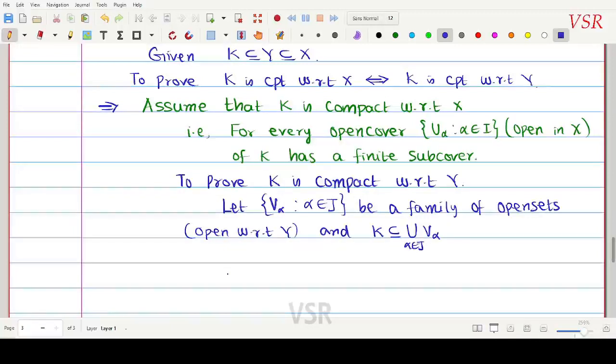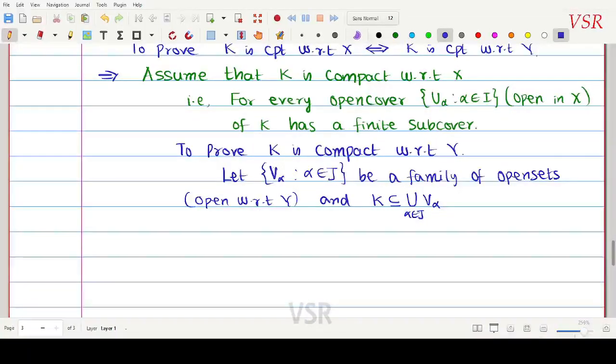இப்படி எடுத்துக்கிட்டேன். இப்போ என்ன proof பண்ணனும்? That is, to prove this collection has a finite subcover னு சொல்லணும். So to prove, இது என்னது அப்படினா, there exist alpha 1, alpha 2, dot dot dot, alpha n belonging to J such that K is a subset of V alpha 1 union V alpha 2 union dot dot dot union V alpha n இப்படின்னு proof பண்ண போறேன். Okay, so this is what we want to prove.